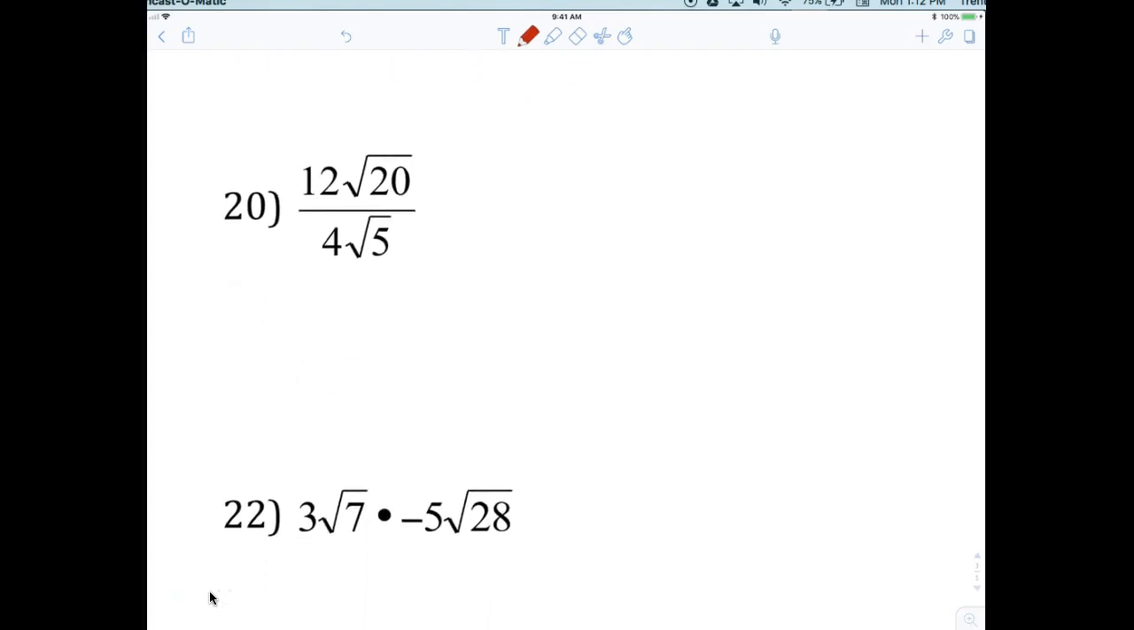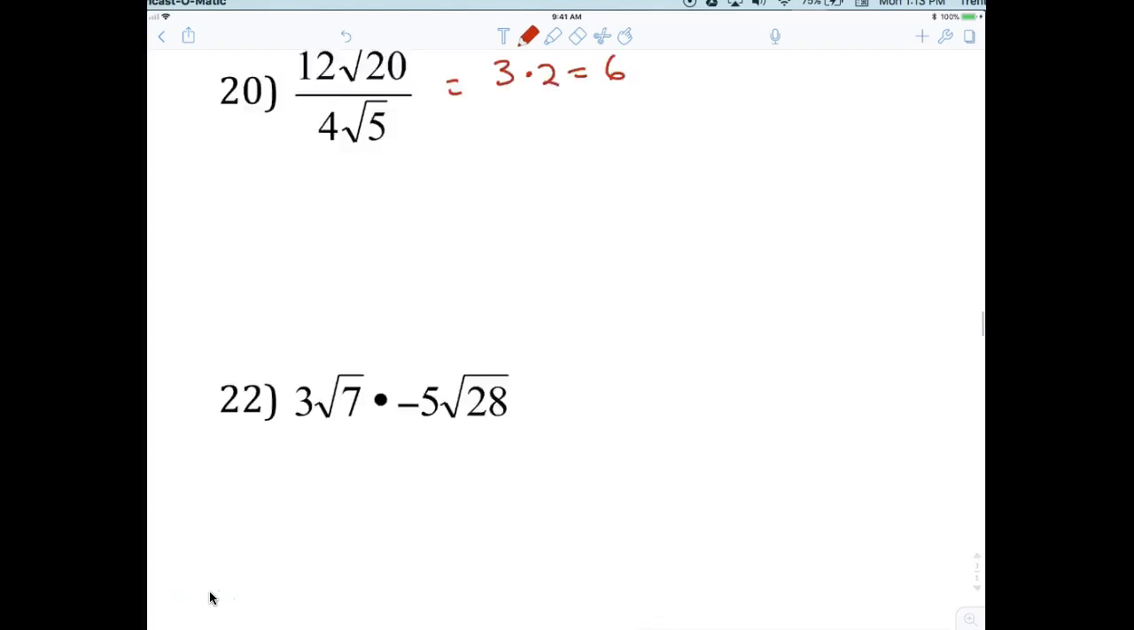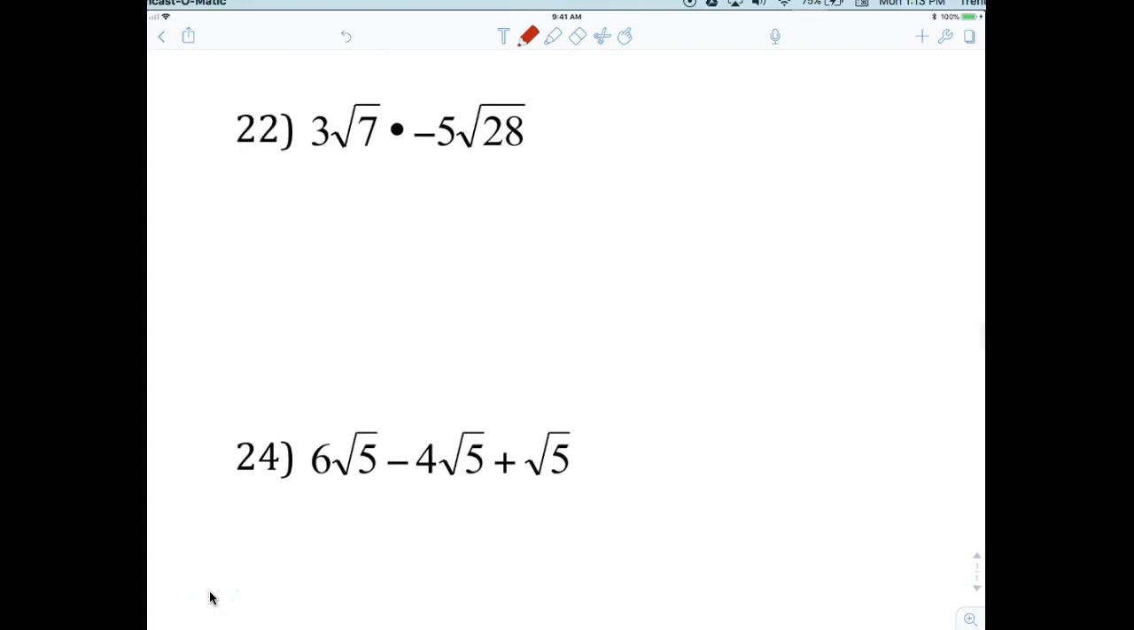Now for 20, you're just reducing the fraction. 12 and 4 reduces to what? 3. And then you say the square root of 20 divided by the square root of 5 is square root of 4. But instead of writing the square root of 4, you're just going to write times 2. 6, which is today 6, like yesterday. Any questions? All right, 22. Here we go.